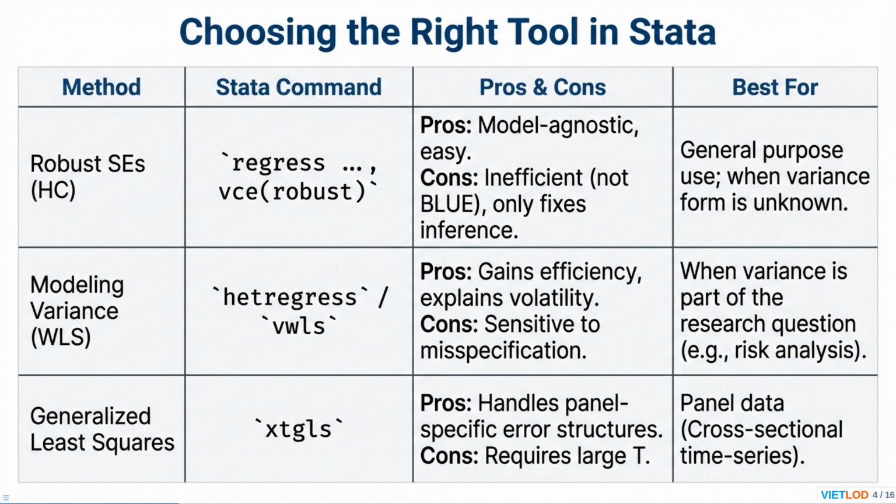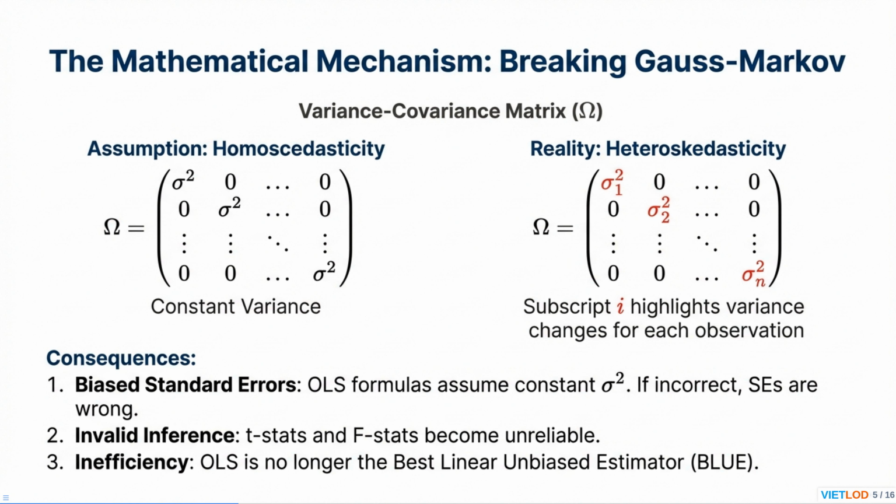If the variance is central to your research question, such as in risk analysis, modeling it directly with commands like hetregress or VWLS can gain efficiency and explain volatility, though this approach is sensitive to model misspecification. Finally, for panel data involving cross-sectional time series, XTGLS handles complex error structures but typically requires a large time dimension. Ultimately, your choice should balance the need for efficiency against the risk of misspecification.